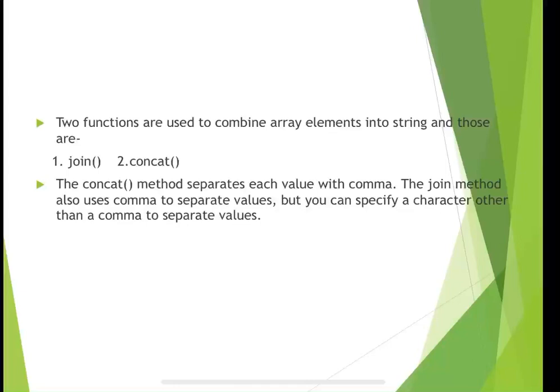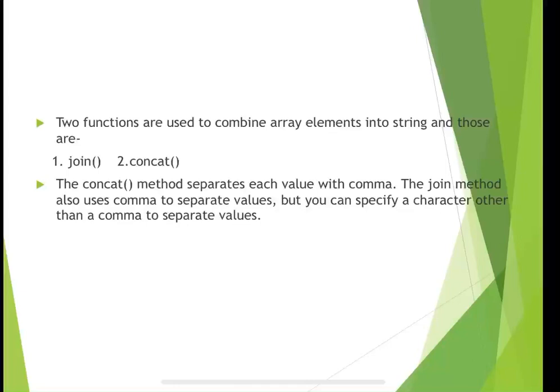Next topic is combining elements of an array. There are two functions used to combine array elements into a string, and those are the join and concat methods. Both are basically used to combine the elements of an array. First is the concat method. This method separates each value with a comma.